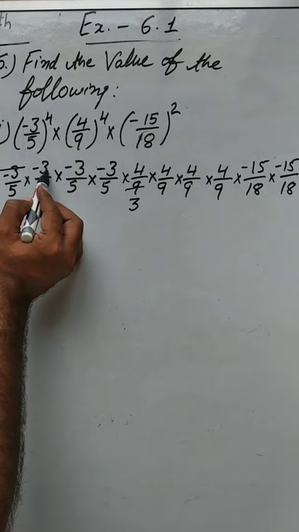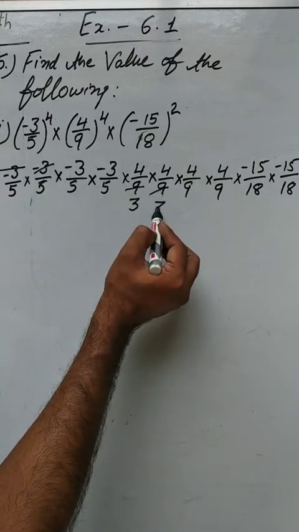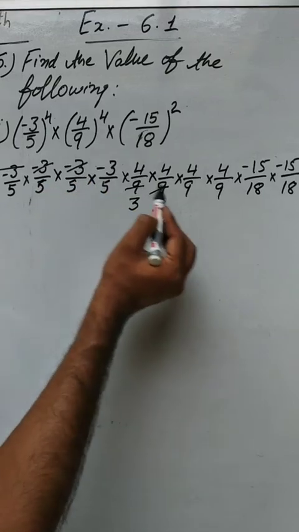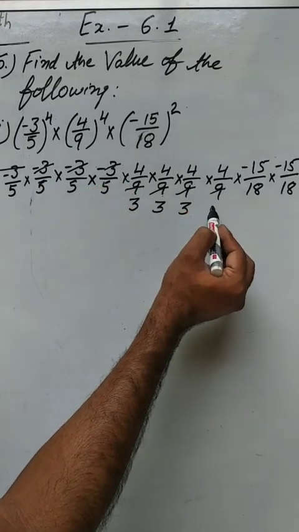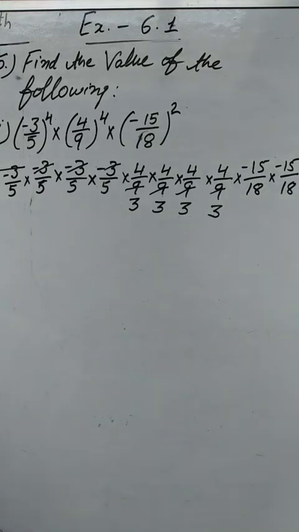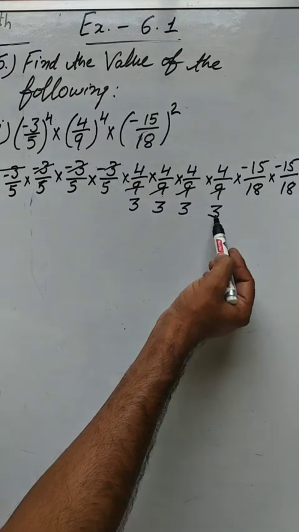Similarly here, beta, this 9 we can cancel. 3 3s are 9. Clear? Understood? And look, beta, 15 and 3.